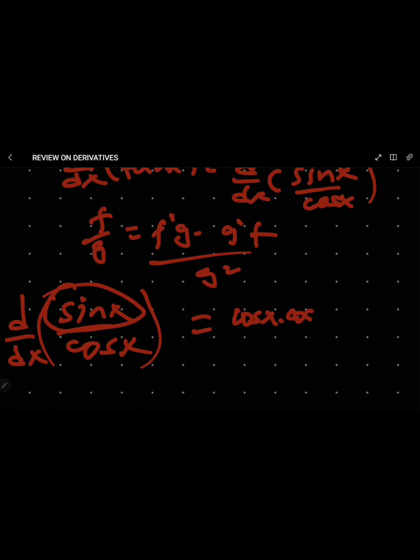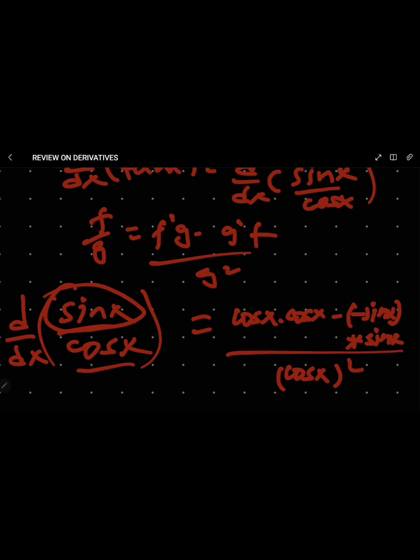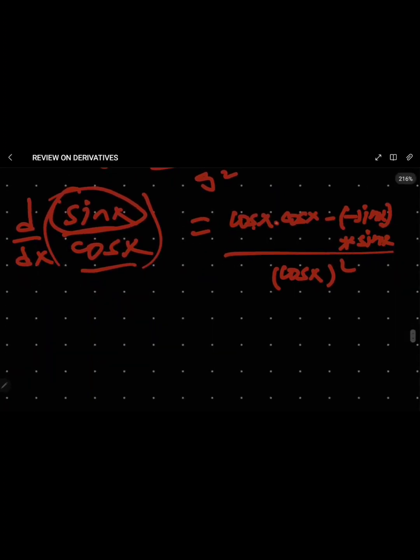So cos x again, minus, what is the derivative of cos x? Minus sine x. You have to take care of the sign. Times the numerator function sine x, over cos square x. So this is the same as cos x times cos x, which is cos square x, and minus times minus is plus sine square x, over cos square x.